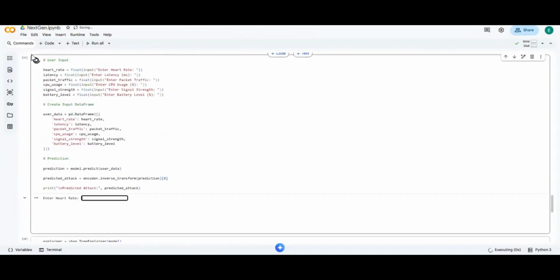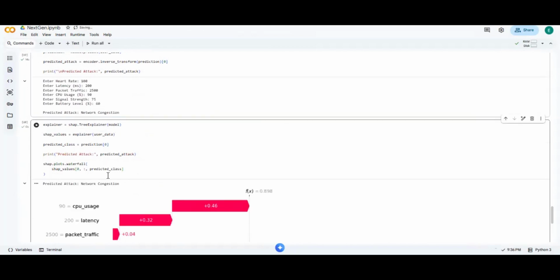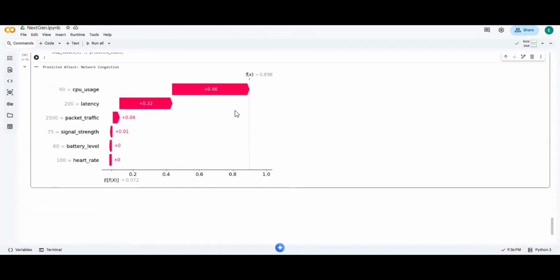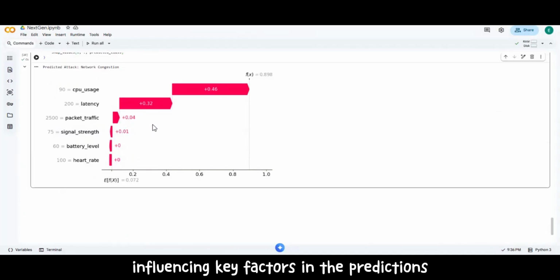And for the third condition, we will enter the heart rate, latency, packet traffic, CPU usage, signal strength, and battery level. Then the system will predict network congestion, because the latency is high and the CPU usage is overloaded, indicating that the device and also the network are under heavy stress. We run this cell, and SHAP analyzes that the latency and the CPU usage are the most influencing factors in the prediction.